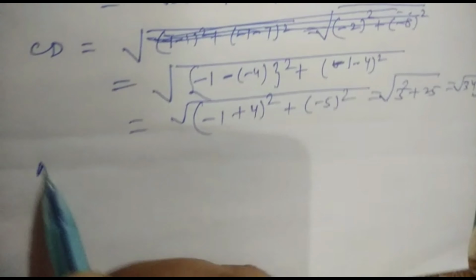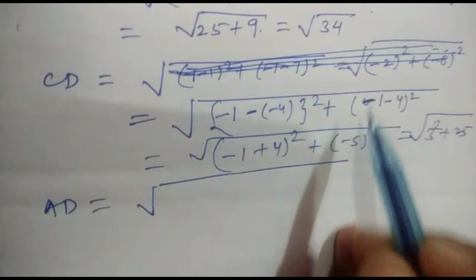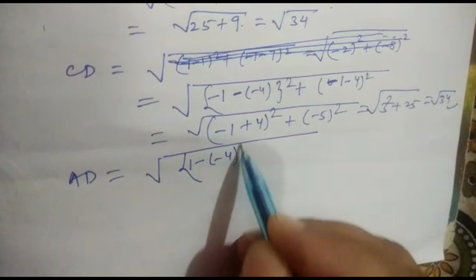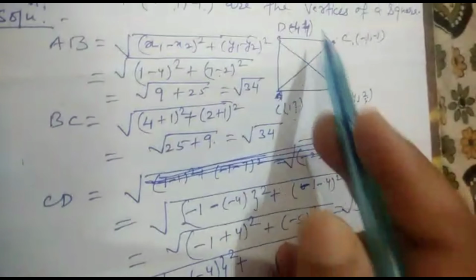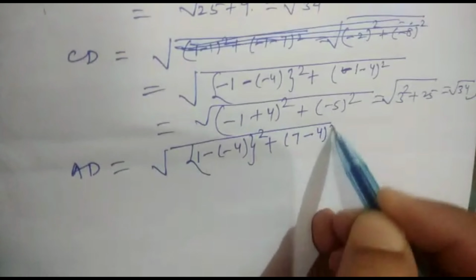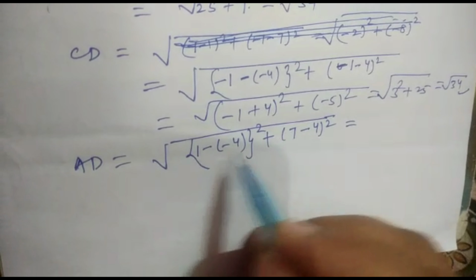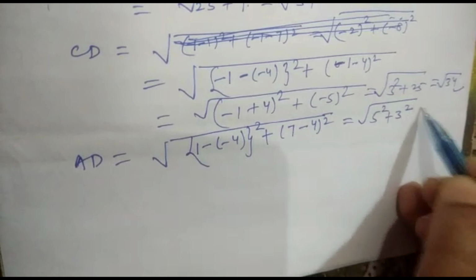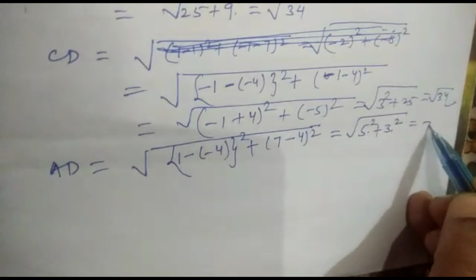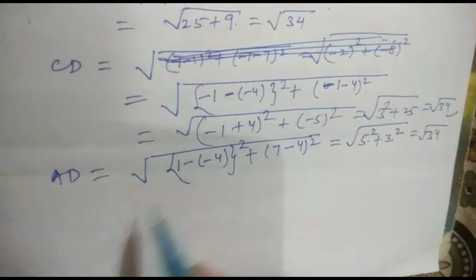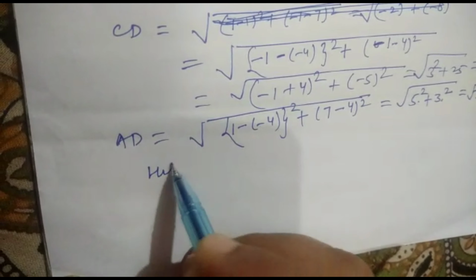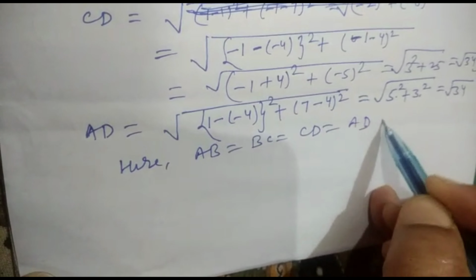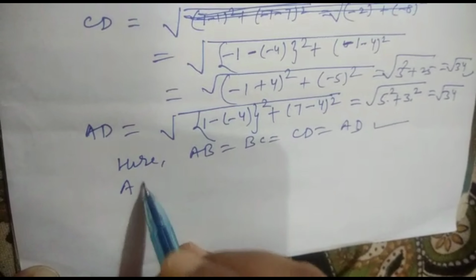Now I will find AD. Under root (x1 minus x2) whole square. So (1 minus -4) whole square plus (y1 minus y2) whole square, that is (7 minus 4) whole square, and that is equal to (1 plus 4) 5 square, and (7 minus 4) 3 square. So this is also 25 plus 9, root 34. Here we see all sides are equal. AB equal to BC equal to CD equal to AD. All sides are equal. Now I will find both diagonals also, that is AC and BD.